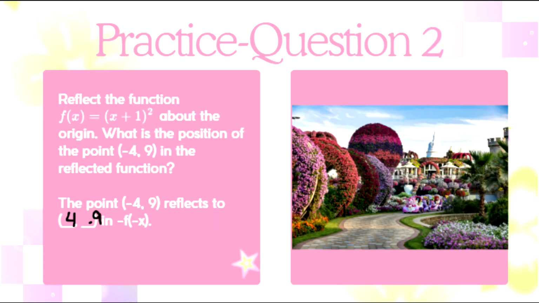Here's practice question number 2. And look at that, I already wrote the answer in. But it shouldn't be hard. Reflect the function f of x equals x plus 1 squared about the origin. What is the position of the point negative 4, 9 in the reflected function? Speed round. What is it going to be? Oh my gosh, it's easy. You just flip the signs. It's 4 and negative 9. Wow, aren't you a smarty pants?